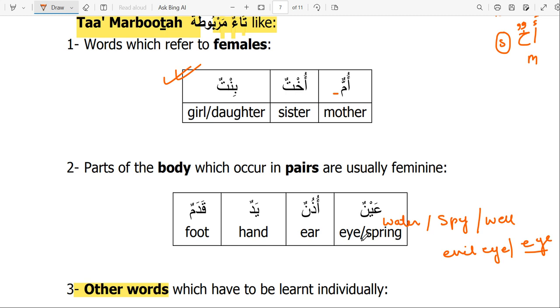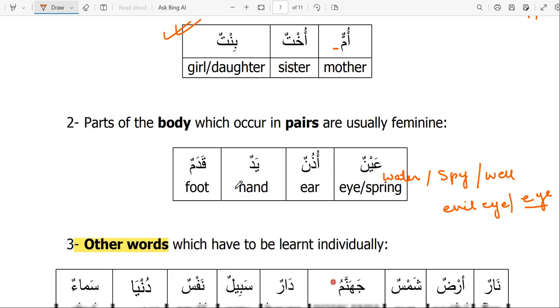So you will find 'ayn, a word referring to a water spring in the Quran, and sometimes also referring to the human eye. Udhun, ear, is in pairs. Yad means the hand, and qadam means the foot, the human foot. We have two feet, two hands, two ears, and two eyes. So it's considered to be feminine. Other words, and yes, other words.